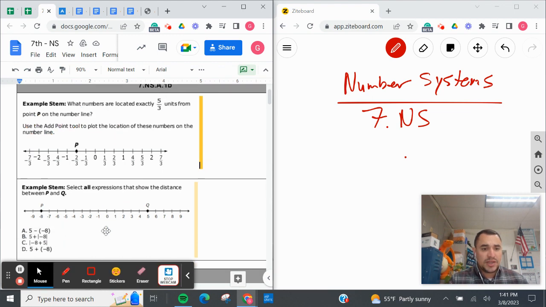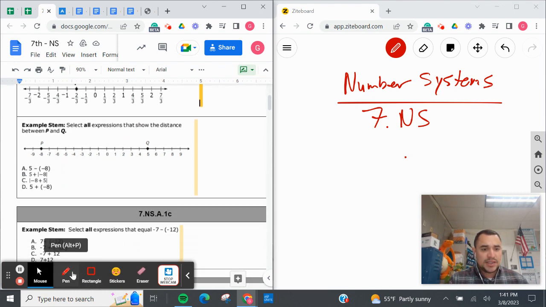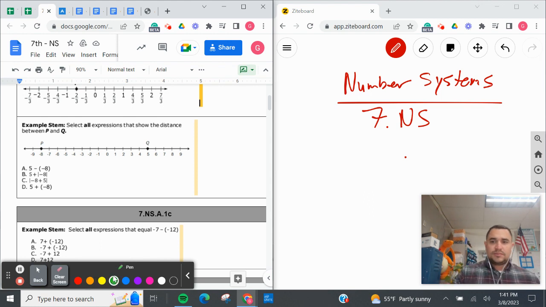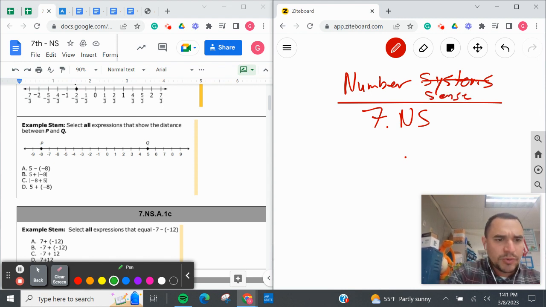So let's move on to the next one. Sorry, this is supposed to be sense, but it's okay. You can put systems, sense, system, same thing. I just realized I wrote that.